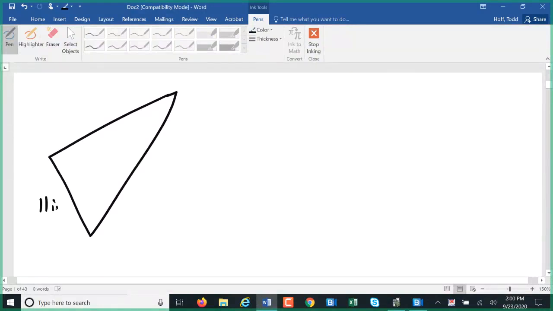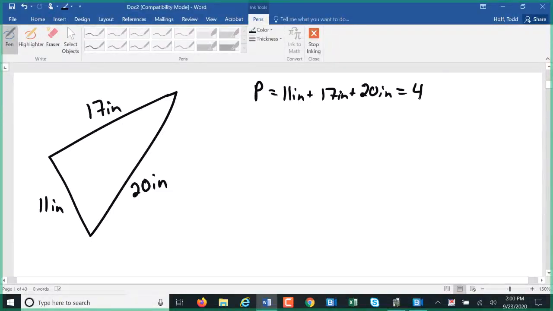Let's do an example. Let's do 11 inches here, 17 inches, and 20 inches. And let's find our area. Well, our perimeter, 11 plus 17 plus 20 is, well, once again, that's 48 inches. I didn't plan that, it just worked out. So our semi-perimeter is 48 inches divided by 2, 24 inches.